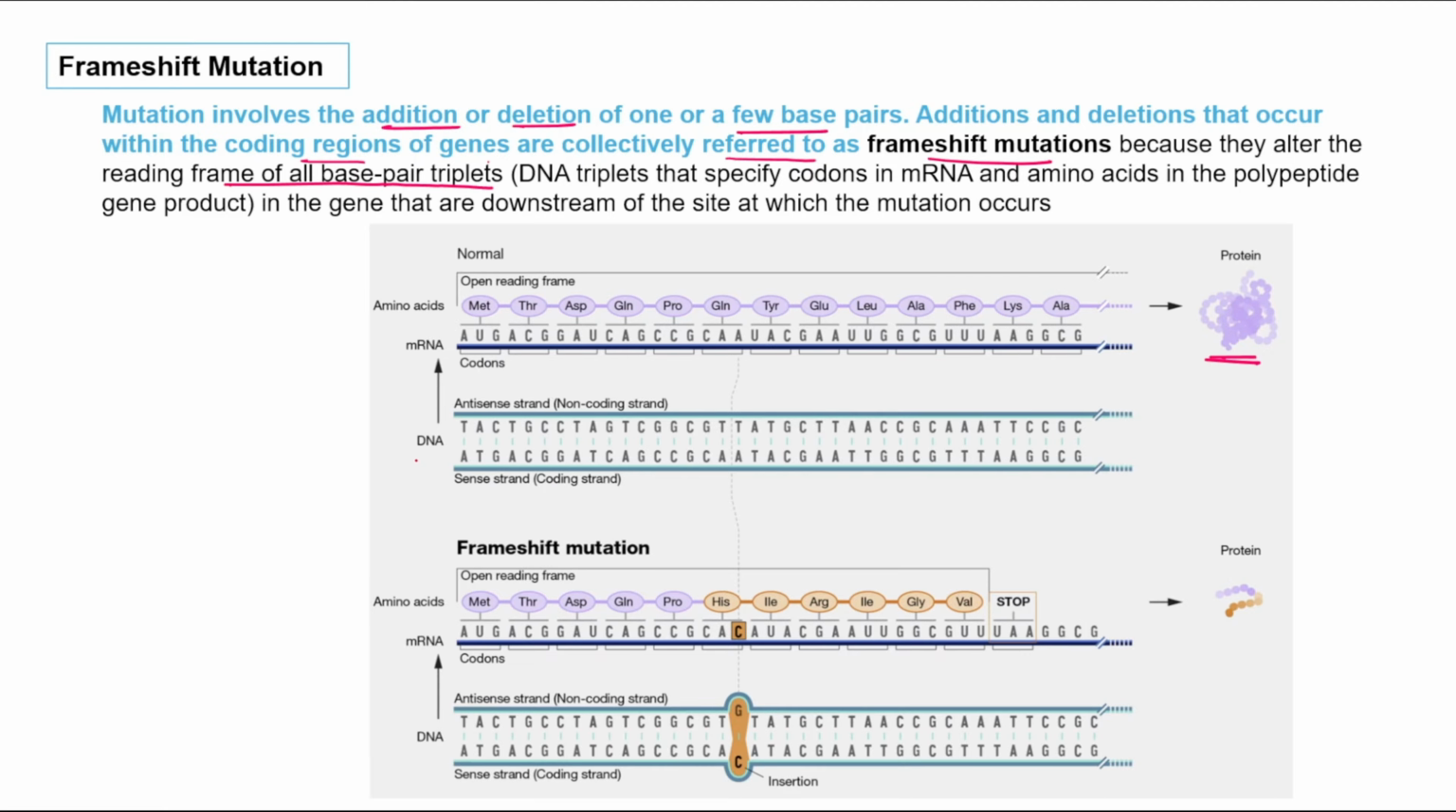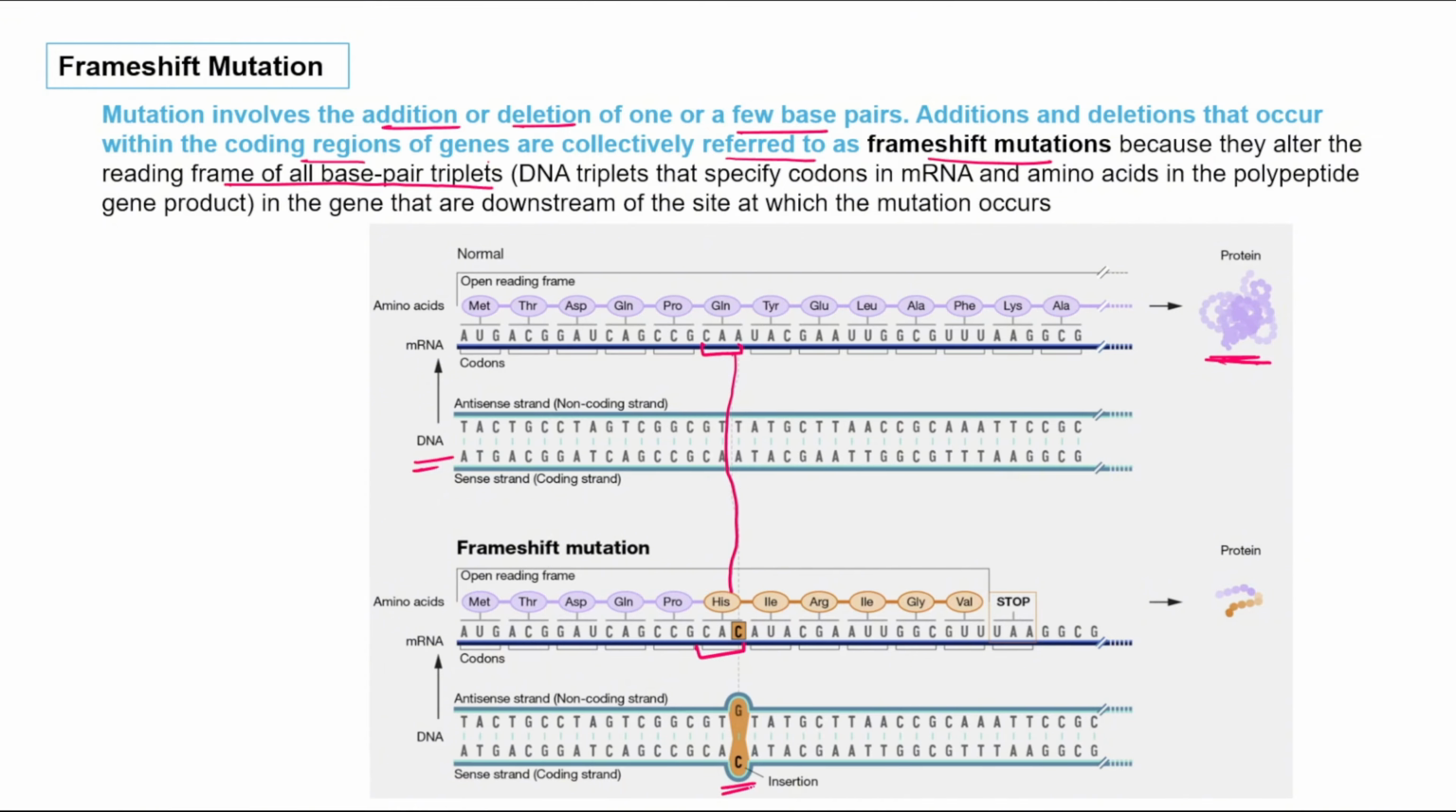In this picture, this is the normal DNA, and this normal DNA produces the full length normal protein. So after insertion of a C nucleotide, that disrupts the reading frame. So this is the normal CAA before the mutation. After mutation, CAA changes into CAC, and that codes the histidine amino acid.